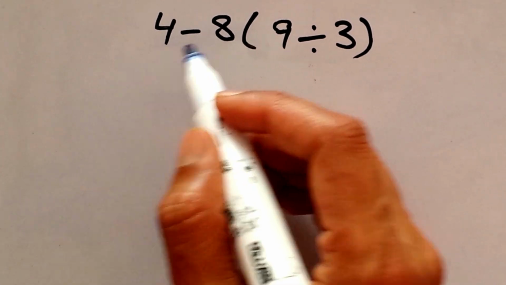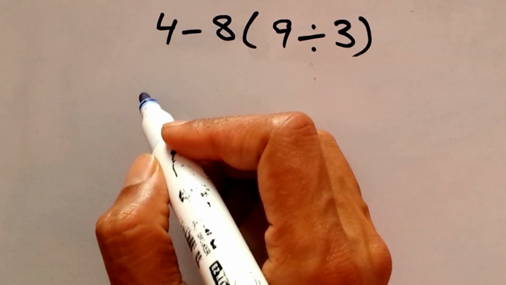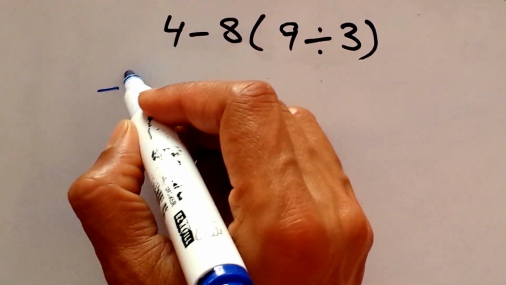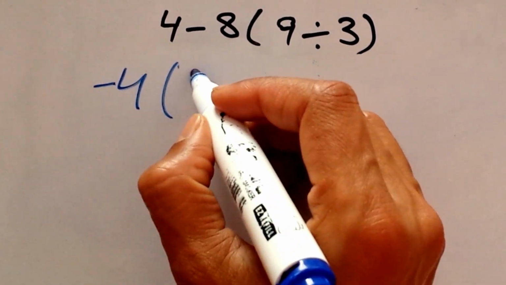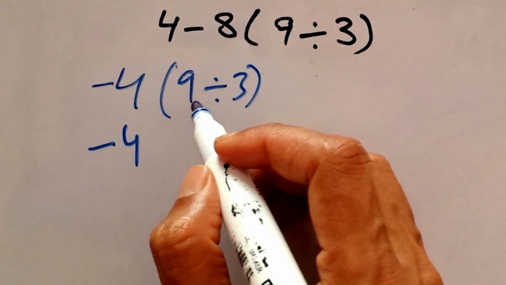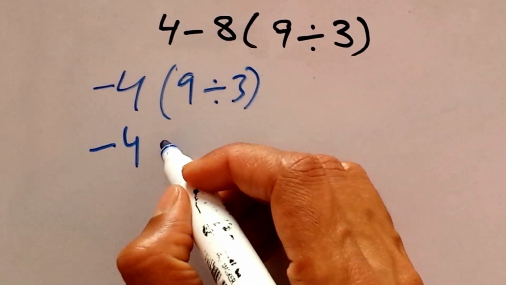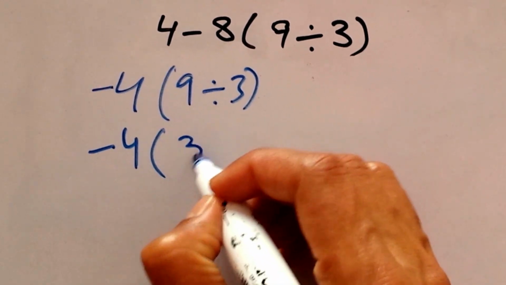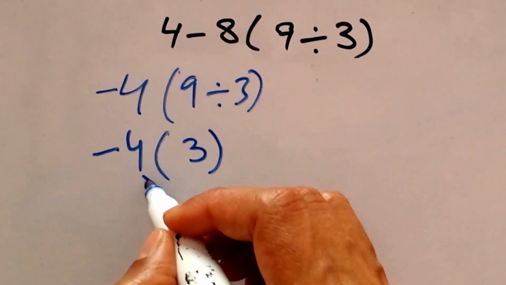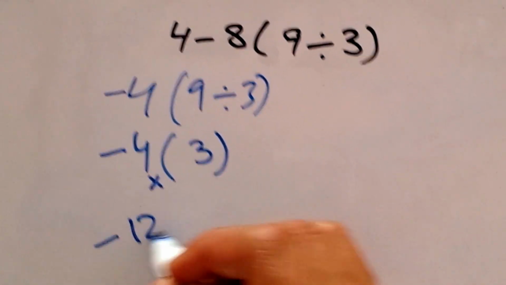We are solving 4 minus (8 minus 4) and 9 divided by 3. Now, minus 4. We look at 9 divided by 3, so equals 3. So here is a hidden multiplier. So minus 4 times 3 equals minus 12.